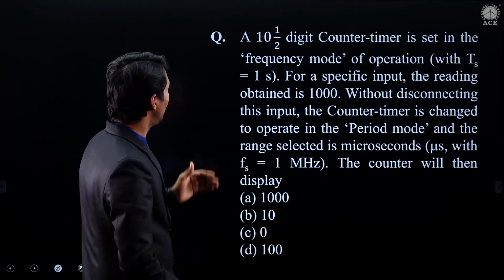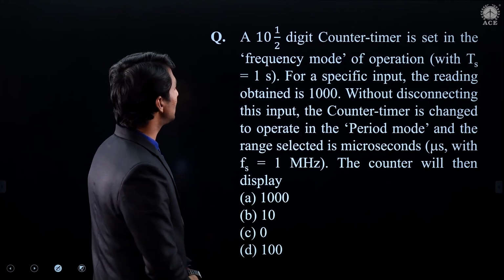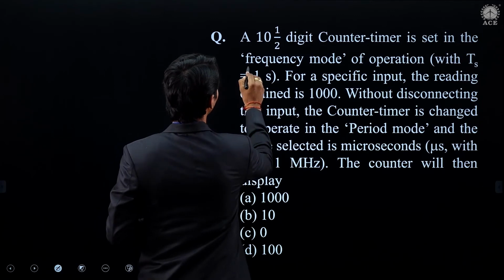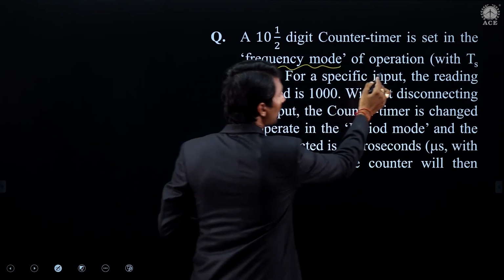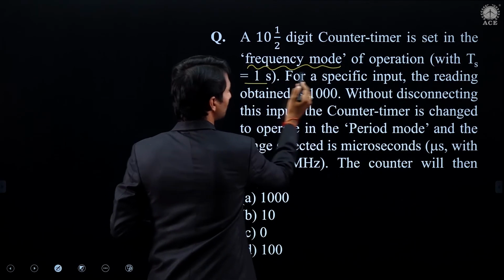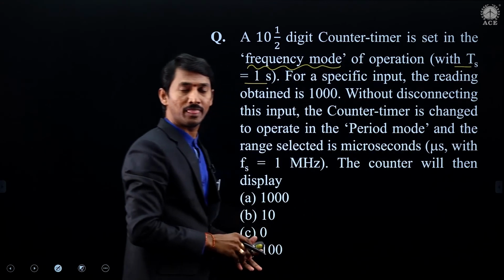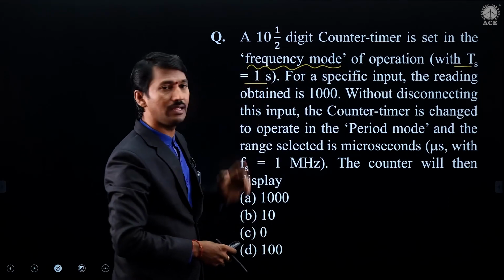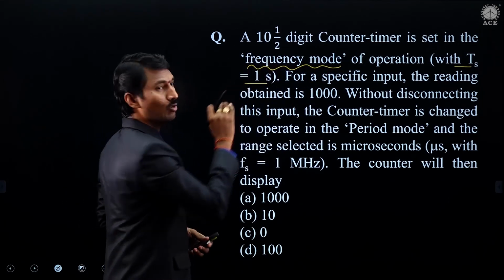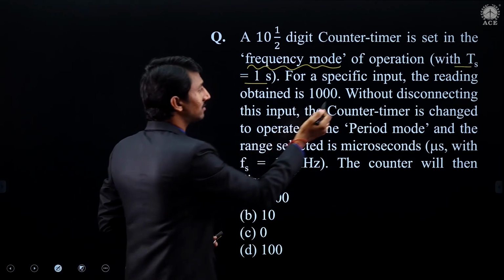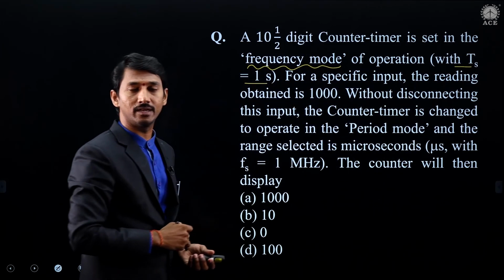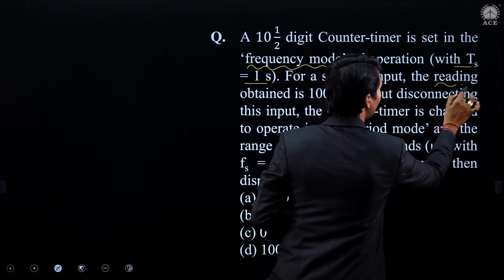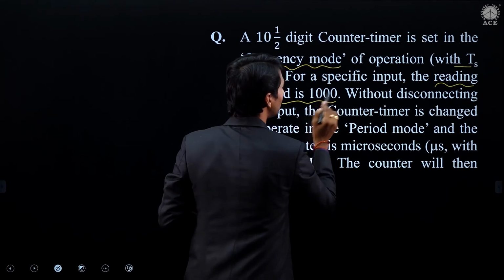Question from measurements: this is related to a 10.5 digit counter timer. The counter timer is set in the frequency mode, with operation time of 1 second. If we give a specific input, the reading obtained is 1000. So in frequency mode with operation time Ts equal to 1 second, the reading obtained is 1000.